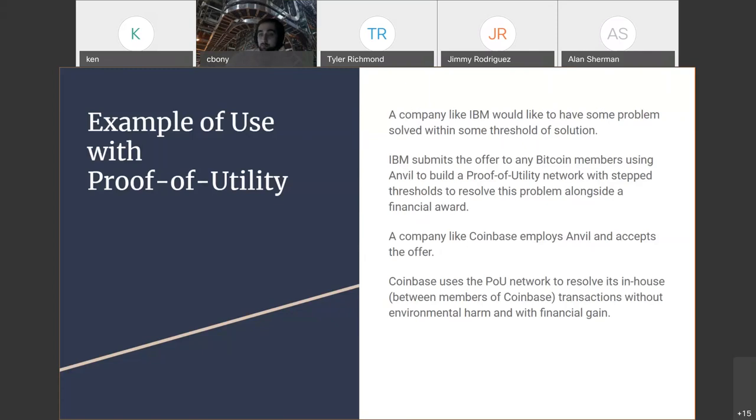Coinbase uses a proof of utility network to resolve its in-house transactions between members of Coinbase without environmental harm and with financial gain, because they are gaining that $10,000 that IBM asked in return for the mining of the system. And they also get those taxes as well. And so they're able to have more trust over their own system. Not only is it helping the environment, but it's also doing a really good job decreasing the latency.